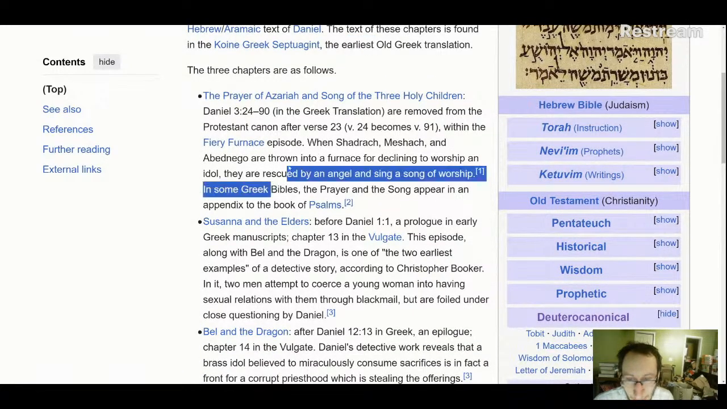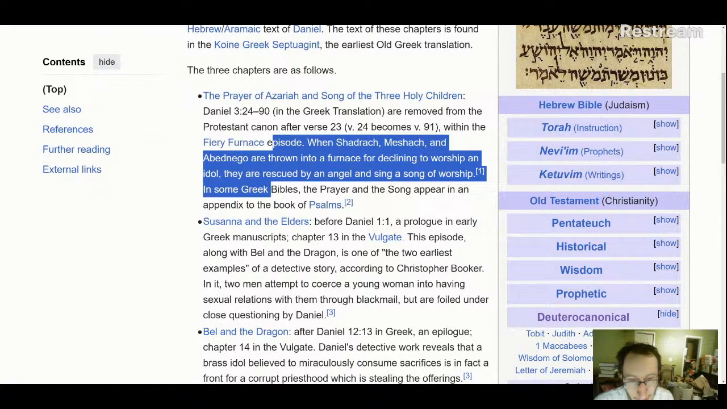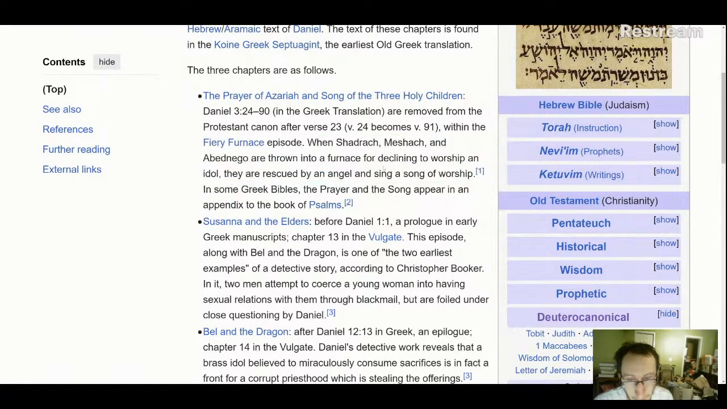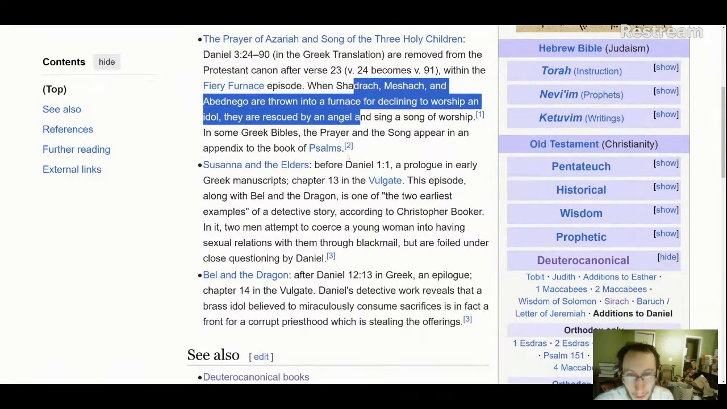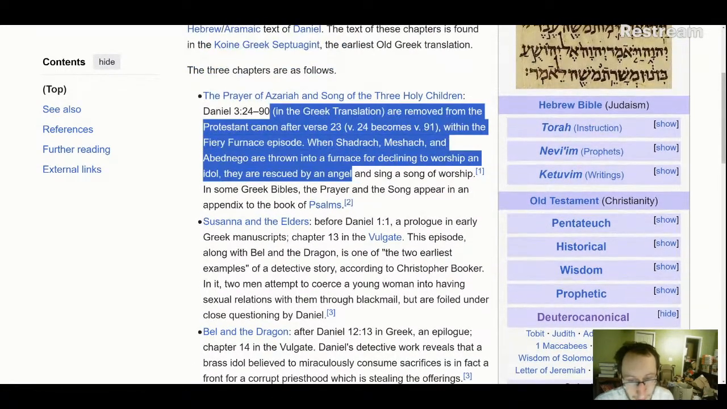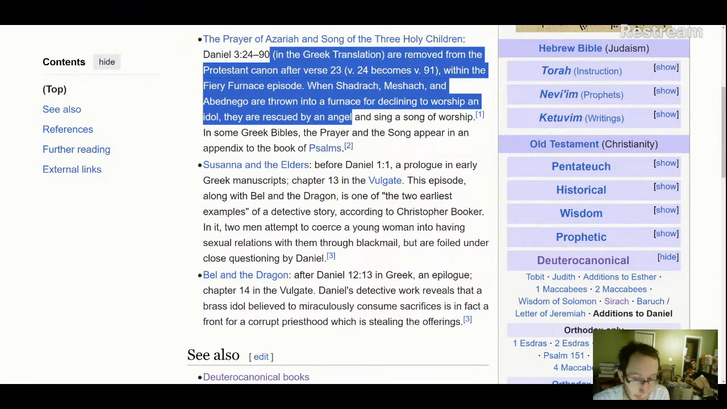It's in the chapter where the fiery furnace is. Shadrach, Meshach, and Abednego are thrown in the furnace. They are saved by an angel, and then they sing a prayer. So this whole lengthy prayer and song is not in our copies of the Hebrew, but it is in the Greek version. Then we have the story of Susanna and the elders.